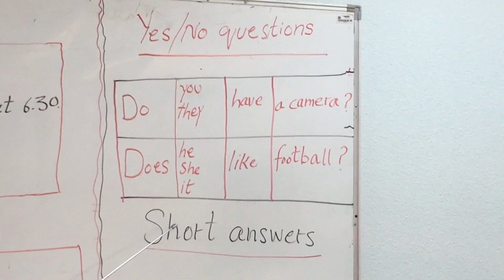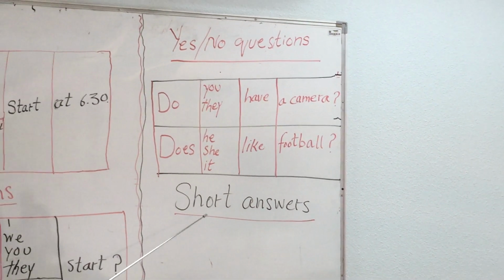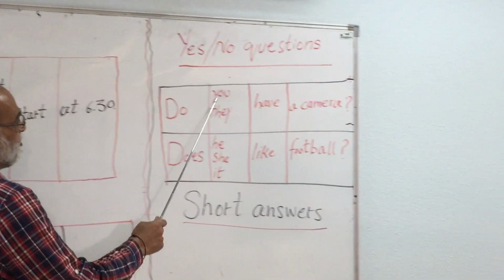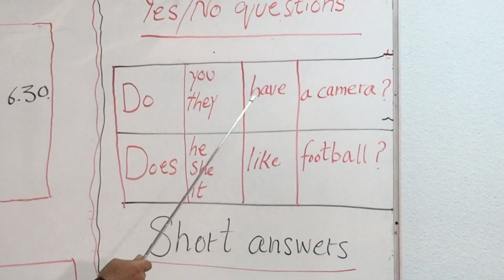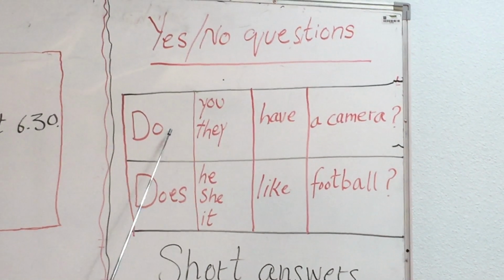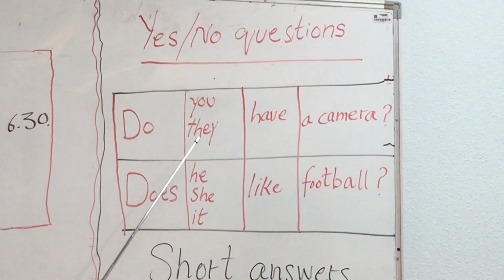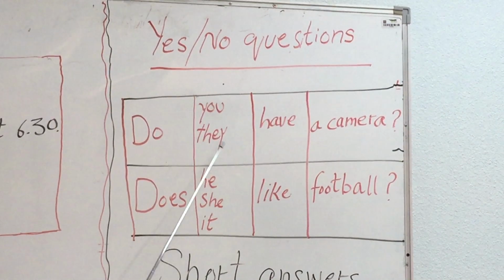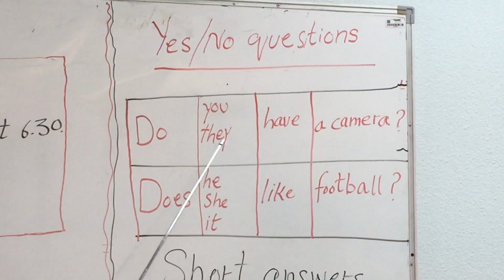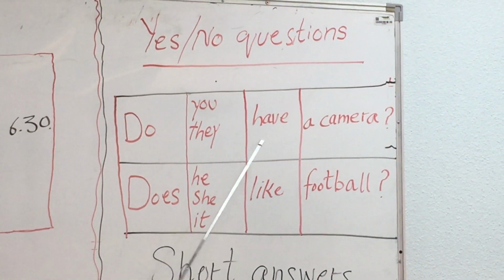Again, short answers, the last heading. We have talked about it. Again, for you, the short answers. Do you have a camera? Yes, I do. No, I don't. Do they have a camera? Yes, they do. No, they don't.